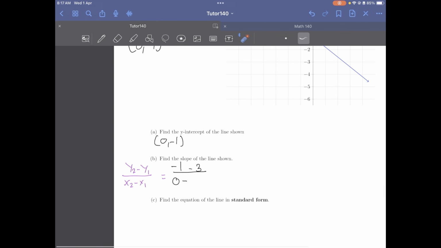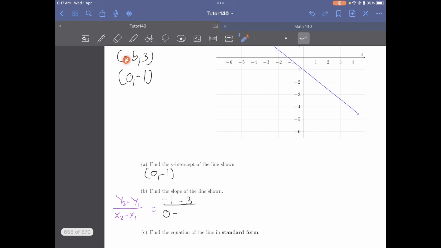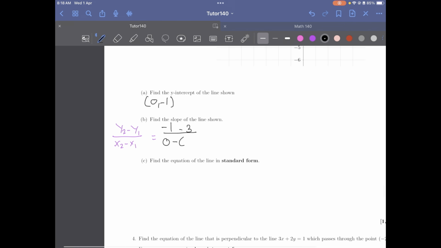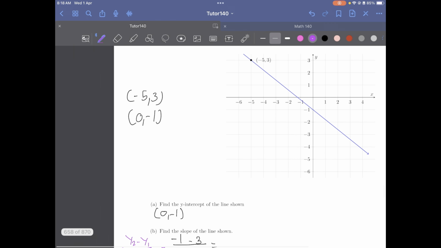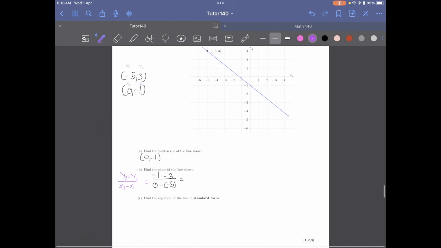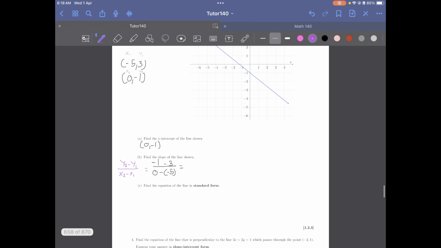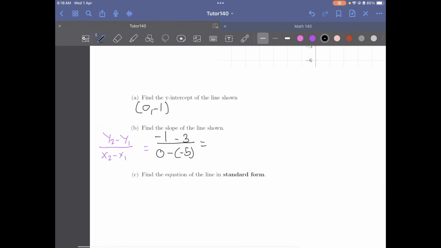Be aware of this. A lot of students just put minus and then 5. This is a -5. So you put the minus and then open bracket -5, because it will affect your answer if you don't do that. Just for those who may not be familiar, this is x1, this is y1, this is x2, this is y2. So y2 minus y1, -1 minus 3, divided by x2, 0 minus open bracket -5, right? So we're going to finish this off. That's -4 divided by +5, because a negative times a negative is a positive. So our slope is -4/5.